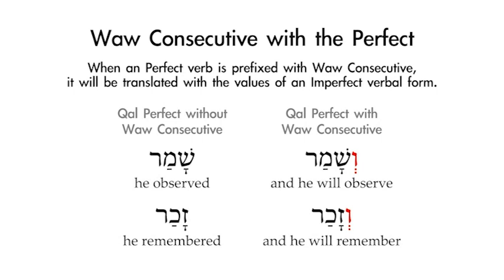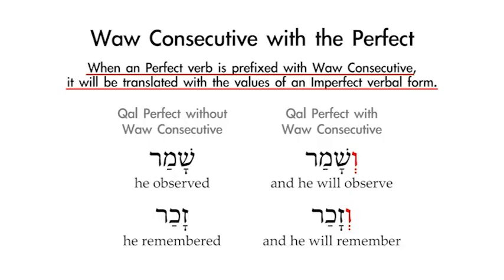Now that we've considered the waw consecutive with the imperfect, it's time to consider the waw consecutive with the perfect. When a perfect verb is prefixed with the waw consecutive, it will be translated with the values of an imperfect verbal form. This is exactly what we saw with the imperfect. When the imperfect is prefixed with the waw consecutive, you translate it like a perfect. When a perfect is prefixed with the waw consecutive, you translate it like an imperfect. These are kind of binary or opposing forms. So you can talk about the non-consecutive perfect and imperfects and the consecutive perfect and imperfects.